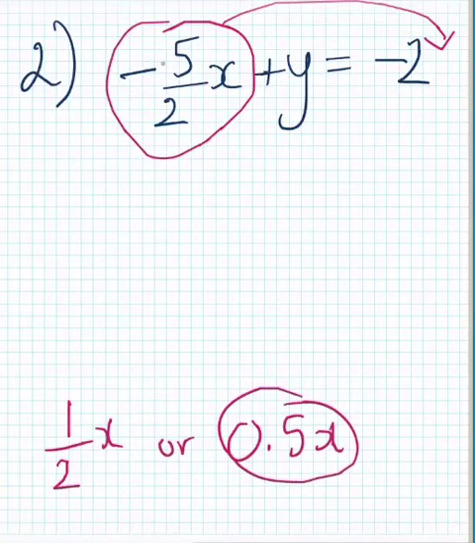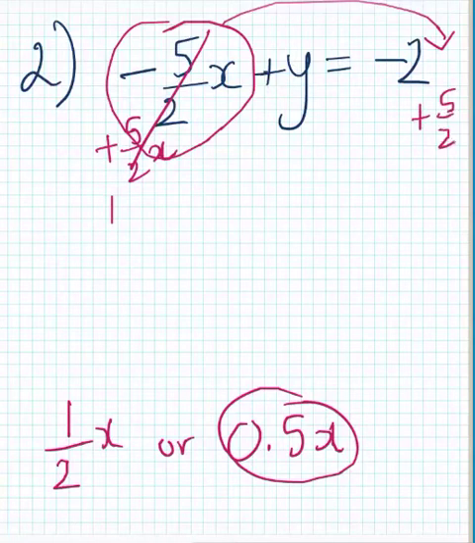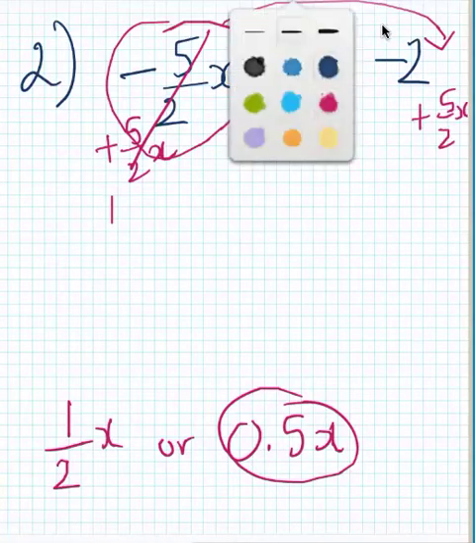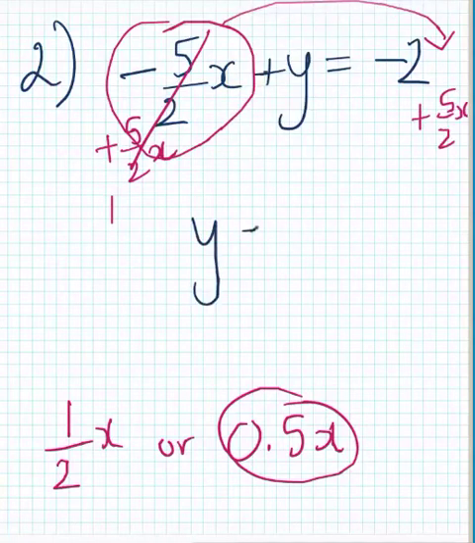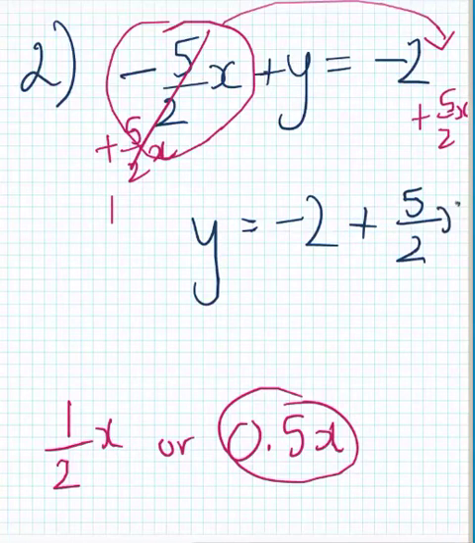We've got a minus 5 over 2x, so we have to plus it. So plus it on both sides. Plus 5 over 2x will become a 0, but we must plus 5 over 2x on this side. So we end up with y equals, there's a minus 2 here, so minus 2 plus 5 over 2, and x can sit in the middle or on top.